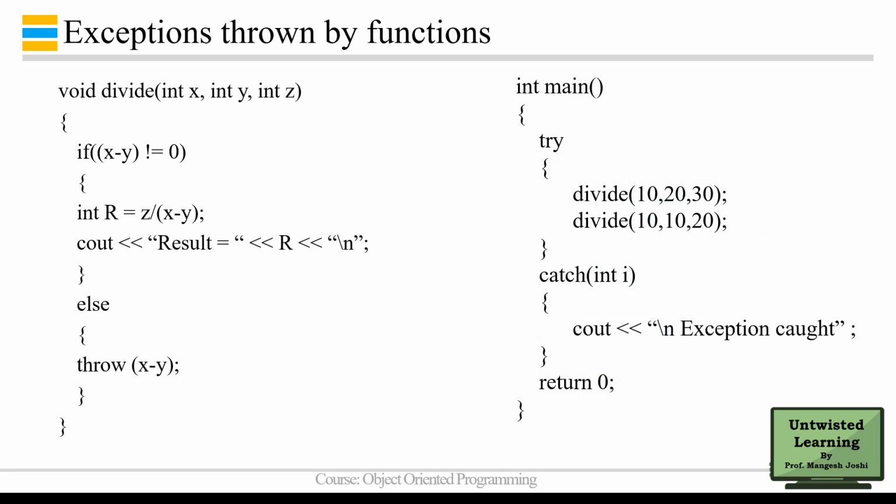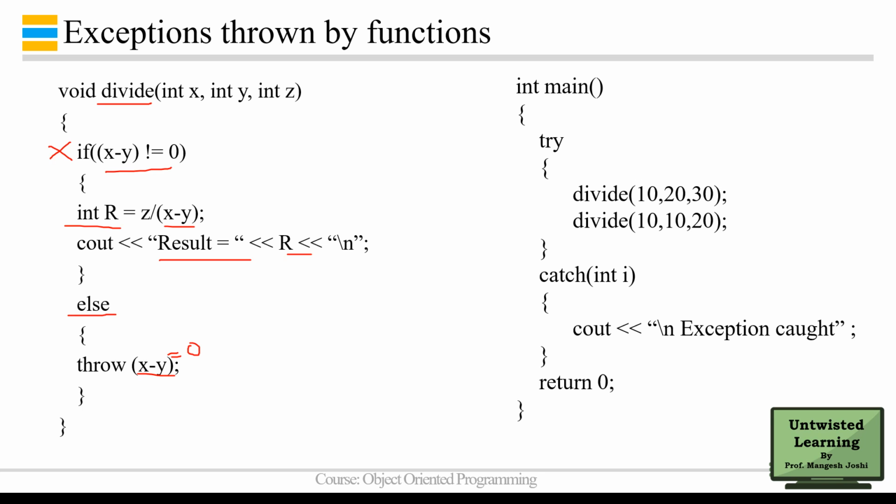Just for example, you have a divide function having 3 arguments: integer x, integer y and integer z. If x minus y is not equal to 0, then integer r is equal to z by x minus y. Since x minus y is in the denominator, we are checking only this x minus y, so that division by 0 will not occur. Then cout result and r, so you will get the appropriate value. But if this condition is not satisfied, it will go to else: throw x minus y, which is nothing but 0.